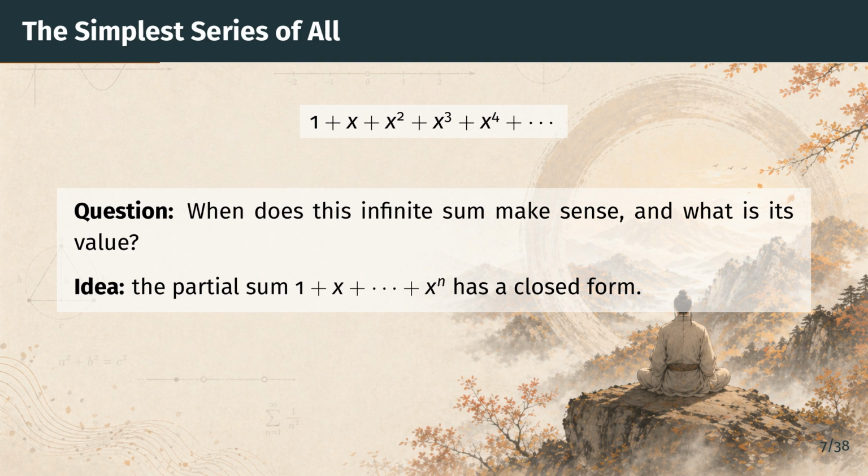The geometric series is the most basic infinite series in all of analysis. The terms are powers of a fixed number, x. We want to know 2 things: for which values of x does the series converge, and when it does, what is the sum? The reason the geometric series is tractable is that its partial sums have a clean closed form. 1 plus x plus x squared all the way to x to the n can be written as a single fraction with no summation symbol. From there, the limit is straightforward.